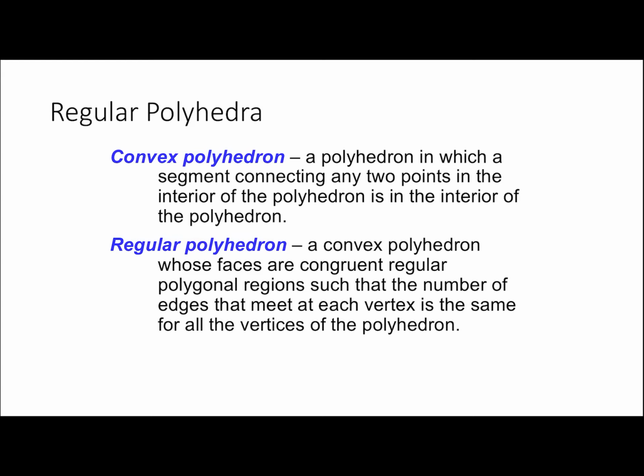Now, our next one is a regular polyhedron. This is a convex polyhedron whose faces are congruent, regular polygonal regions, such that the number of edges that meet each vertex is the same for all vertices of the polyhedron. Now, I'm going to show you an example of this in just a second. This would be if you were to take, let's say, for example, a polyhedron with triangle faces. Well, all of those triangles would have to be regular.